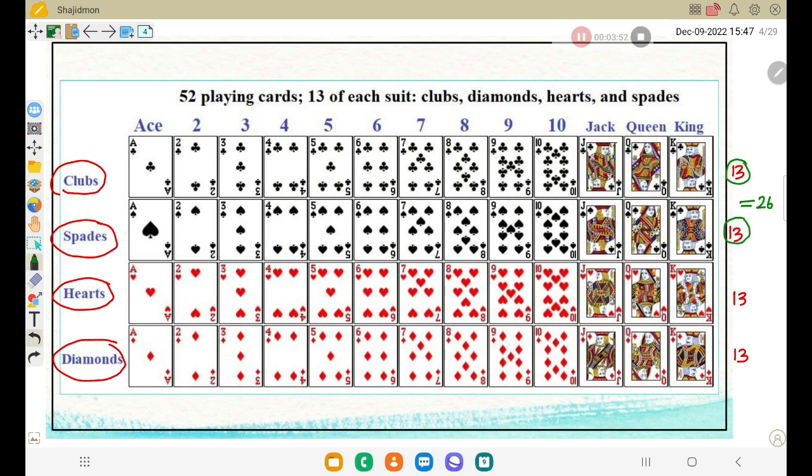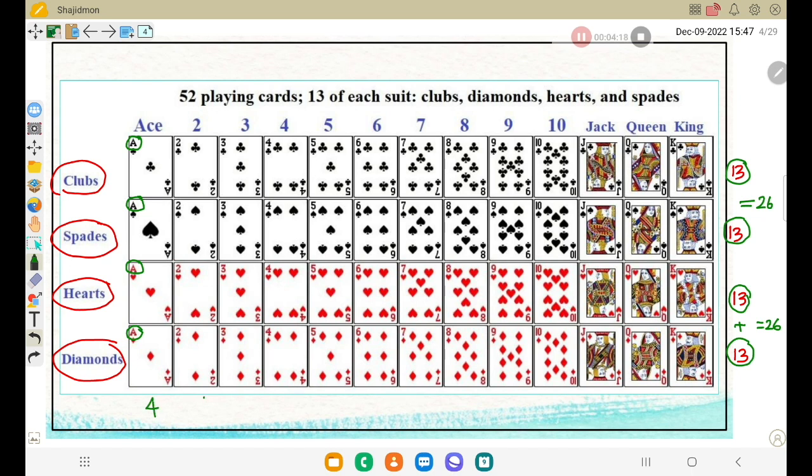13 plus 13, 26 cards are there. The other two, 13 plus 13, correct? The heart card and diamond card are red cards. We are getting 26. So 26 plus 26, totally we have 52 cards. Correct? Now out of that, ace card means the letter A. There are 4 ace cards. Out of that 2 black and 2 red, totally 4 cards.